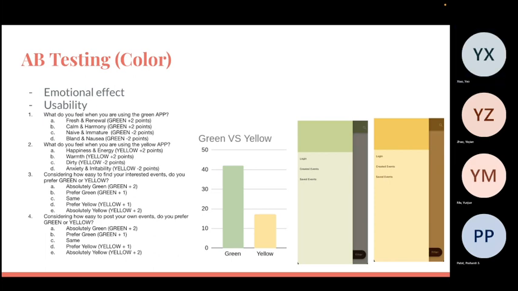Finally, the score of green is far ahead. It dominates the number of yellow. As you can see, more people prefer to use the green. So we finally choose green as our major color.